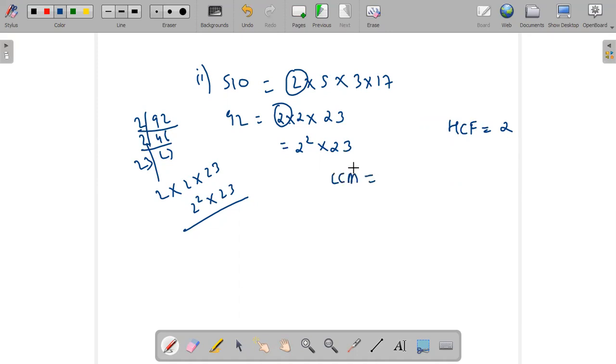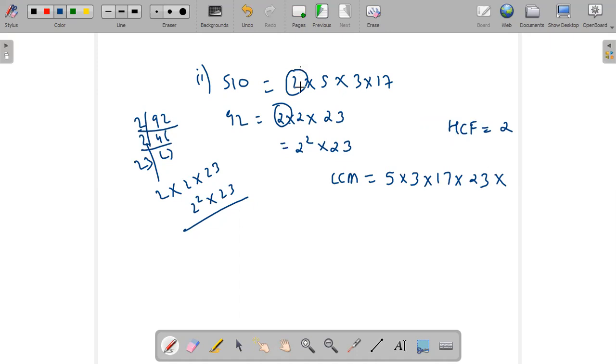As I told you, LCM is all the numbers without repetition in the highest power. So what are we going to do? We are going to take 5. We are going to take 3. We are going to take 17. We are going to take 23, all the numbers, no repetition. Okay, all these are different numbers.